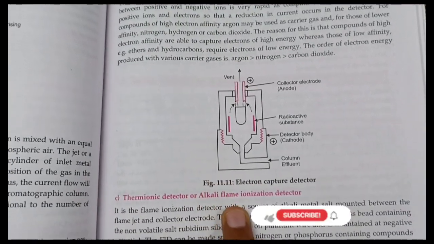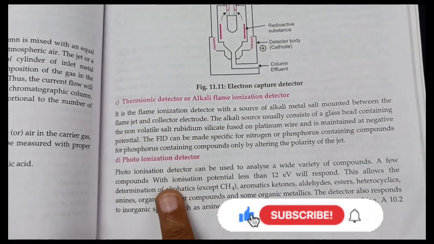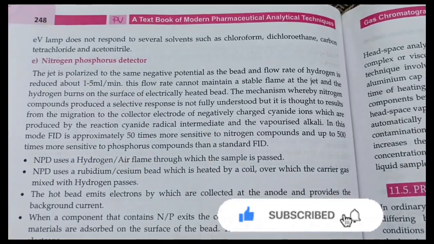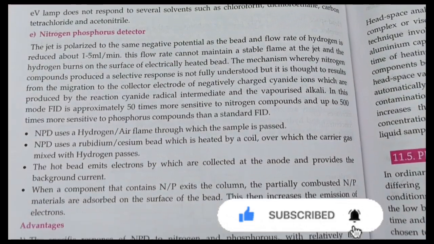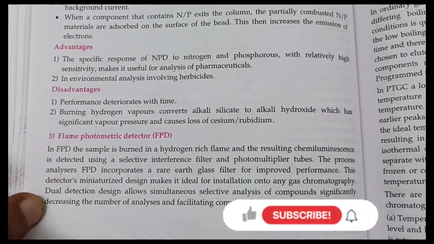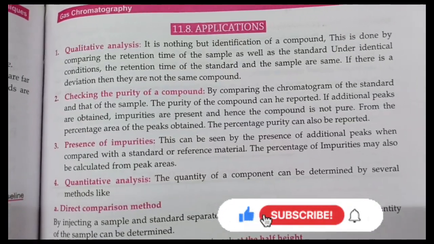Electron capture detector, diagram of electron capture detector, photo ionized detector, then nitrogen phosphorus detector, flame photometric detector. The third detector is the flame photometric detector.